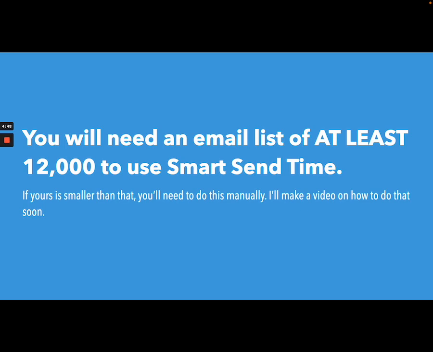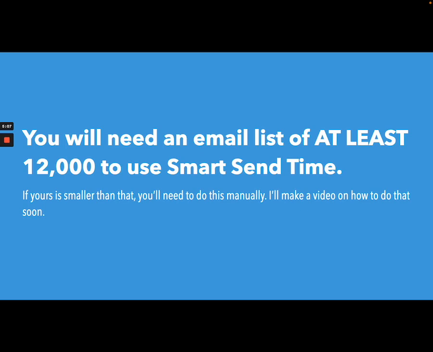So kind of a note here, if you're using this feature, and this is within Klaviyo, which is what I would suggest you use if you are running an e-commerce store. I'll probably make another video about all the ESPs that you could use. But I personally think Klaviyo is the best for e-commerce.